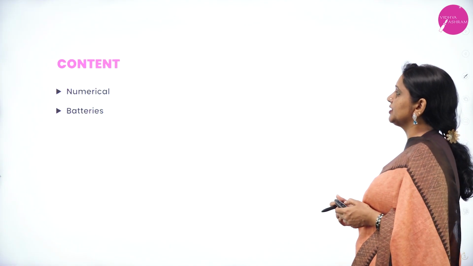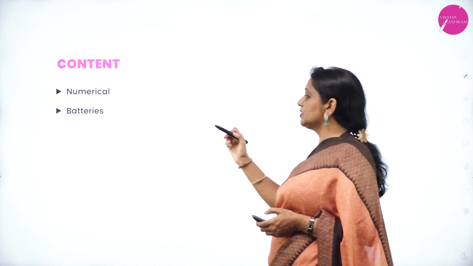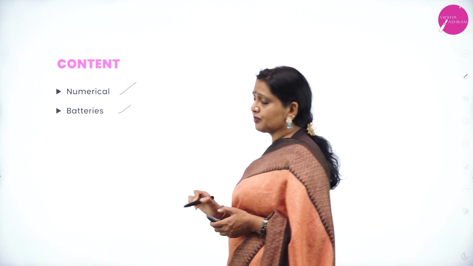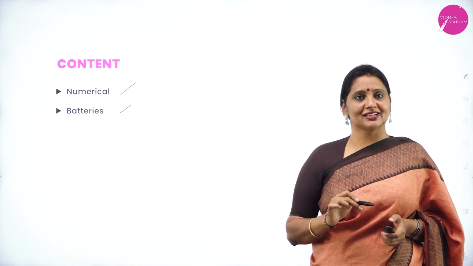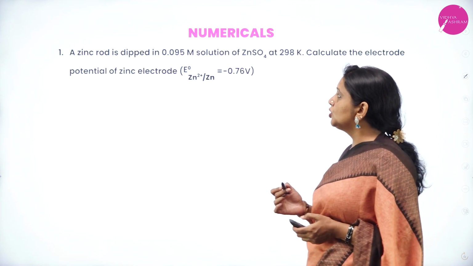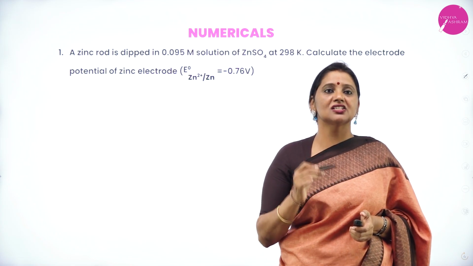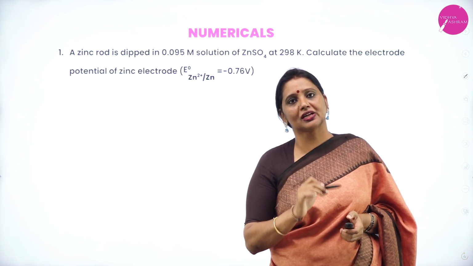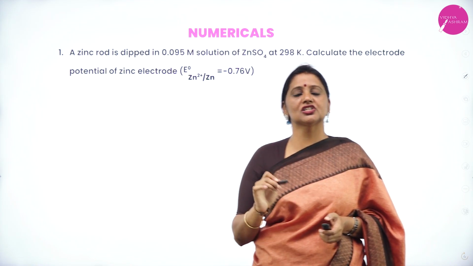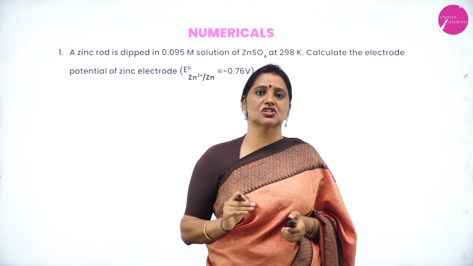Today I am going to do the 7th session of chapter Electrochemistry. In that I am going to solve numericals as well as discuss batteries. Okay. The first one, numerical. This numerical is related with the Nernst equation. Already you know how to measure electrode potential. Electrode potential can be measured by using the Nernst equation.